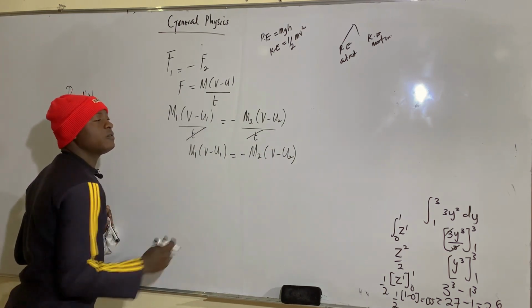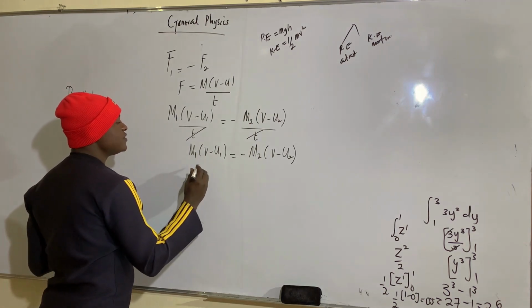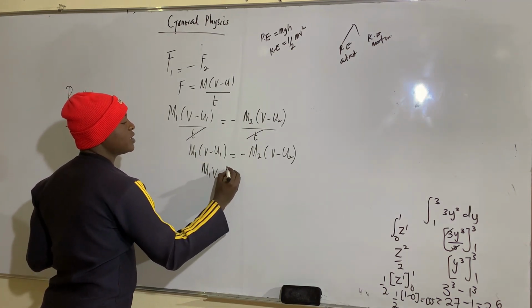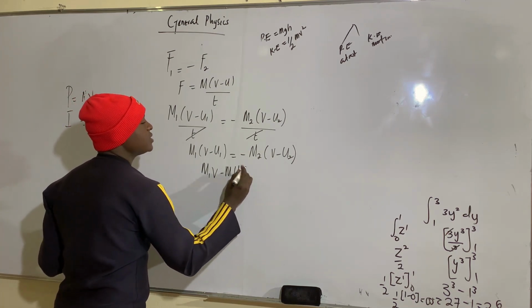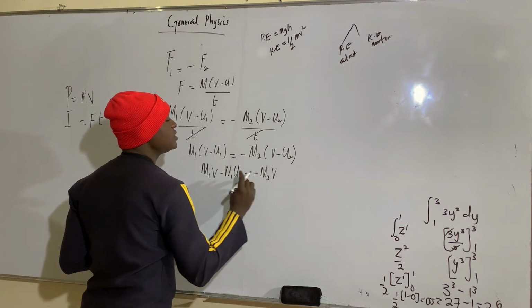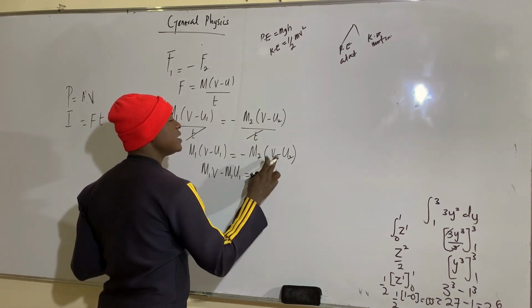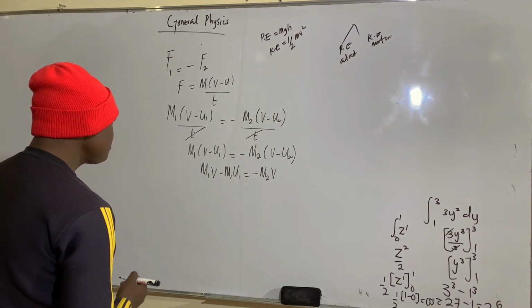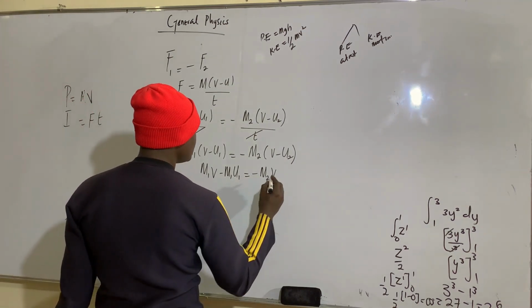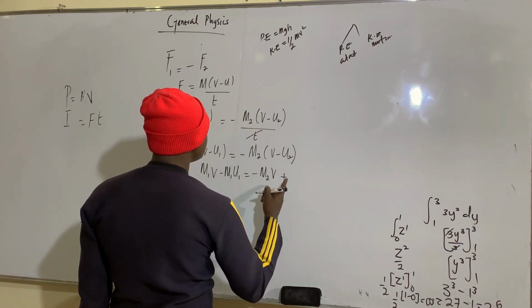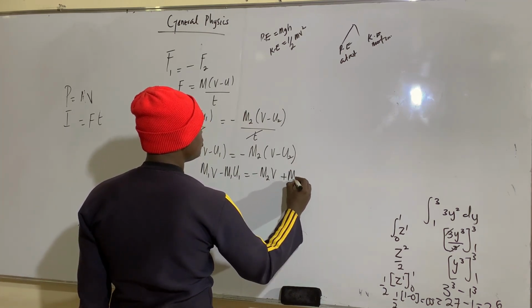So if I open the bracket of these two, m1 times v, definitely we are going to have m1 v, m1 times u1, and we have m1 u1, m2 times v, and we have minus m2 v. So the second one, minus times minus here, of course. What are we going to have? Yeah, we are going to have plus m2 u2.